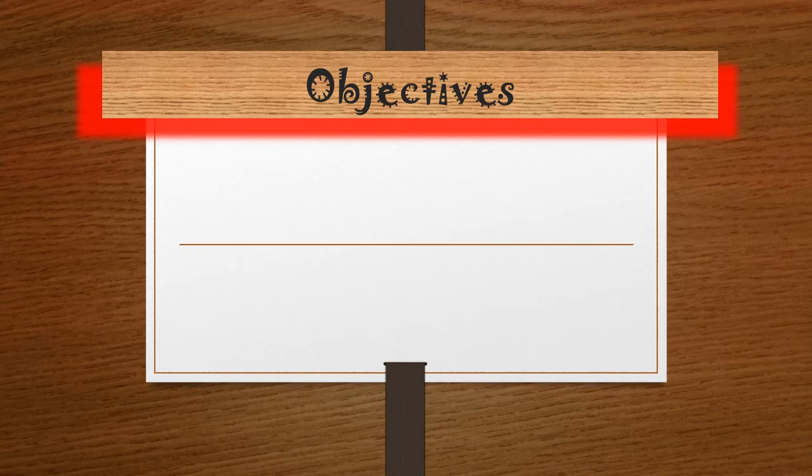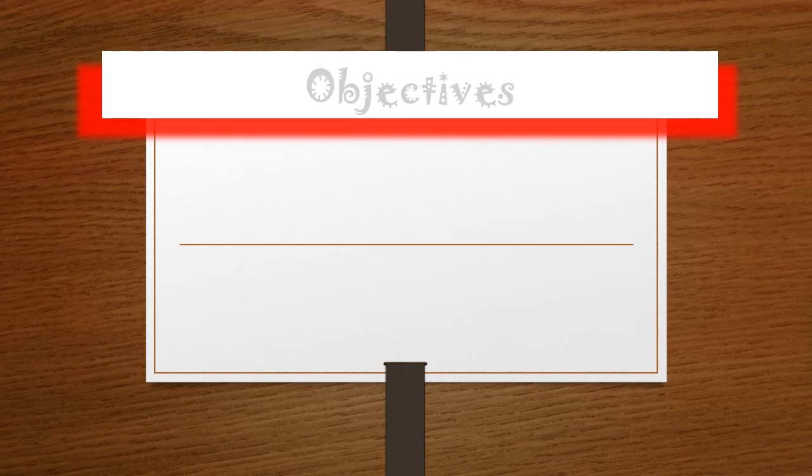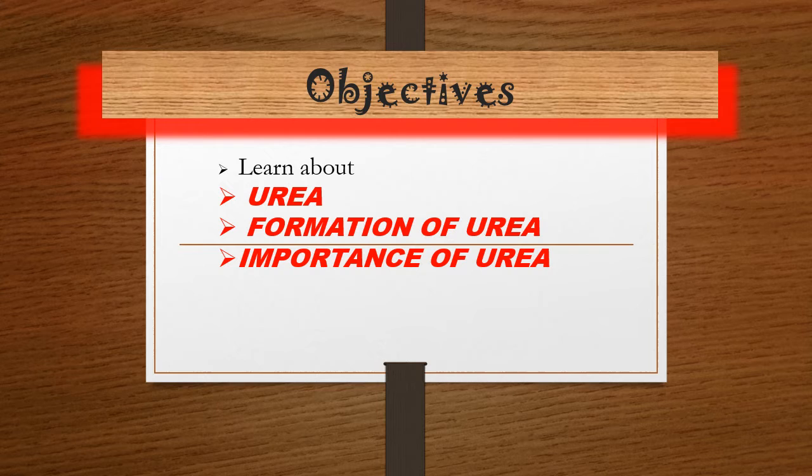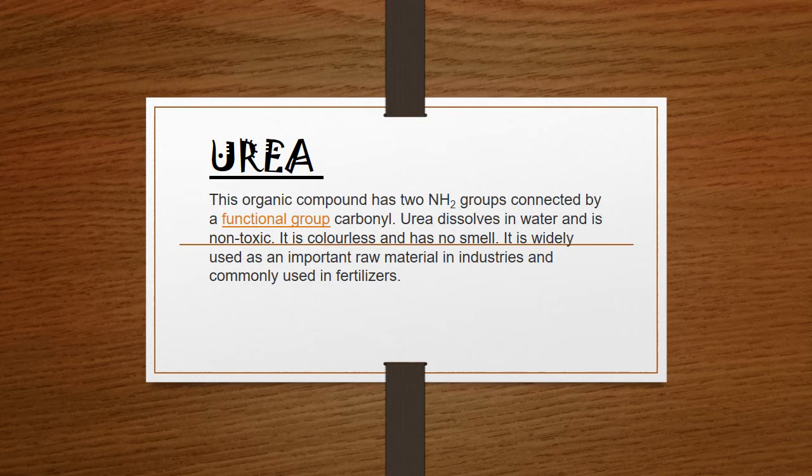As you already know, our topic is urea. So in this video our objective is to learn about urea: what urea is, then the formation of urea, that is, how urea is formed, and the last one is the importance of urea. So our first thing is to understand what urea is.